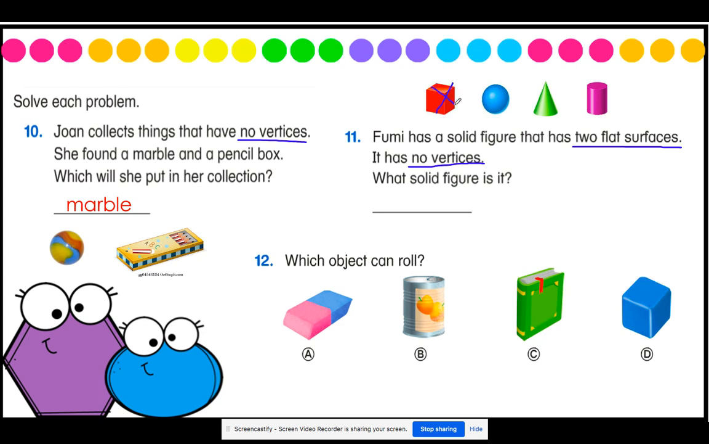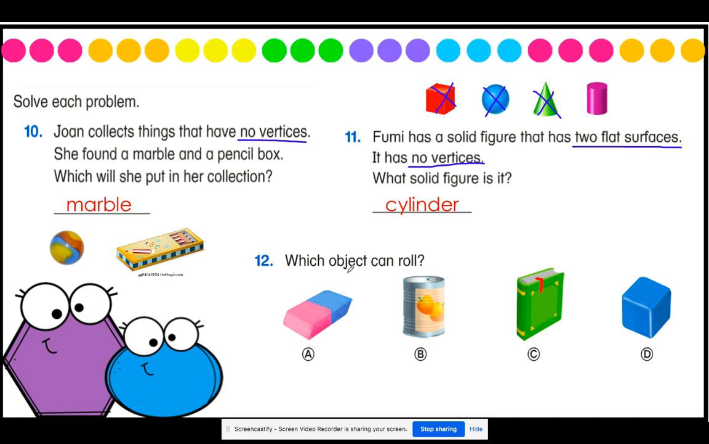Does a cube only have 2 flat surfaces? Nope. So I can cross that out. Does a sphere have 2 flat surfaces? No, it does not. Does a cone have 2 flat surfaces? No, it only has 1. And we have our cylinder. Does a cylinder have 2 flat surfaces, boys and girls? Yes, it does. Does it also have no vertices? Yes, it does. So what solid figure is it? It is a cylinder.